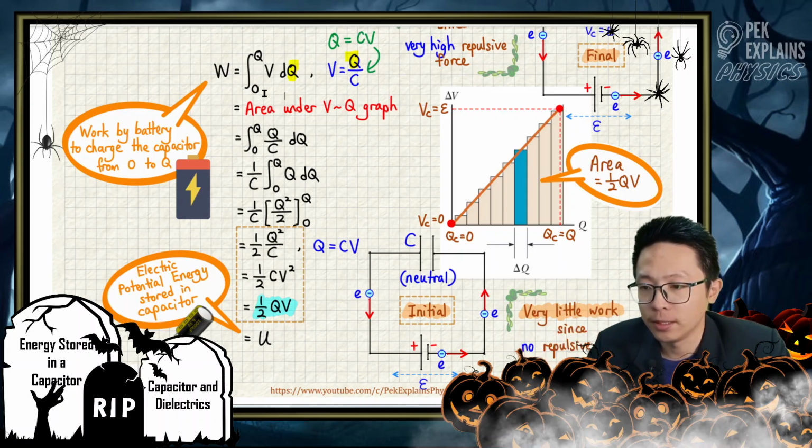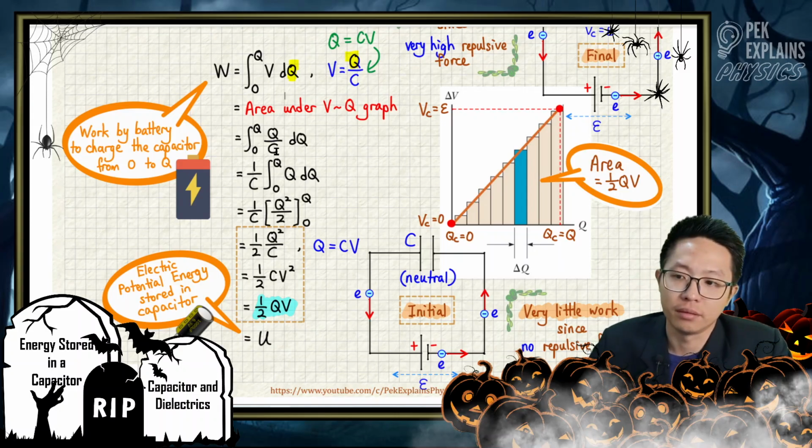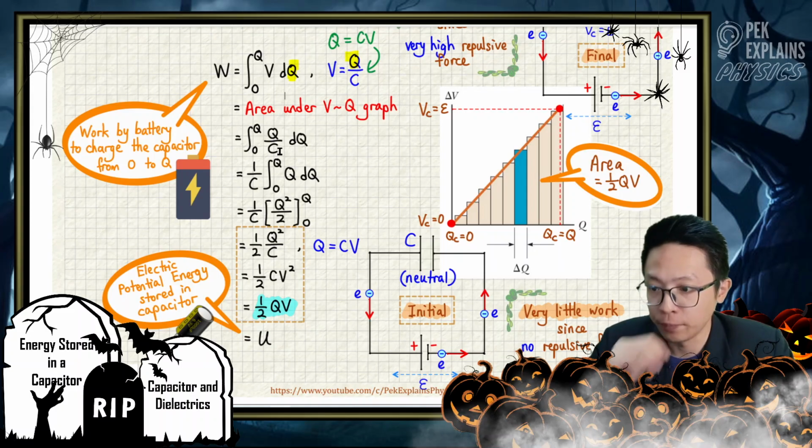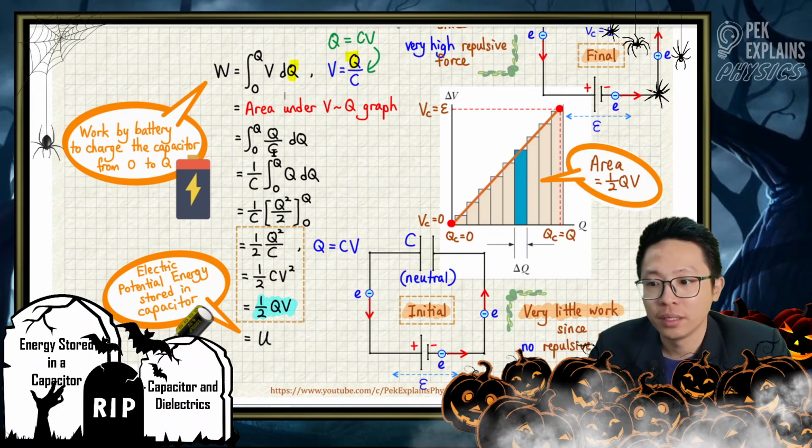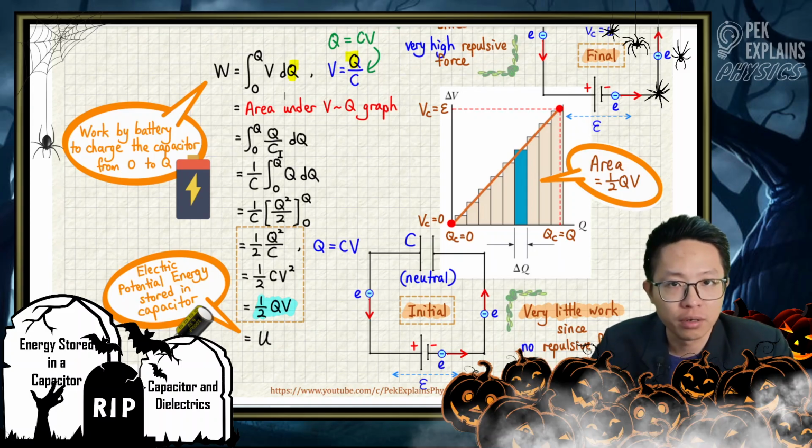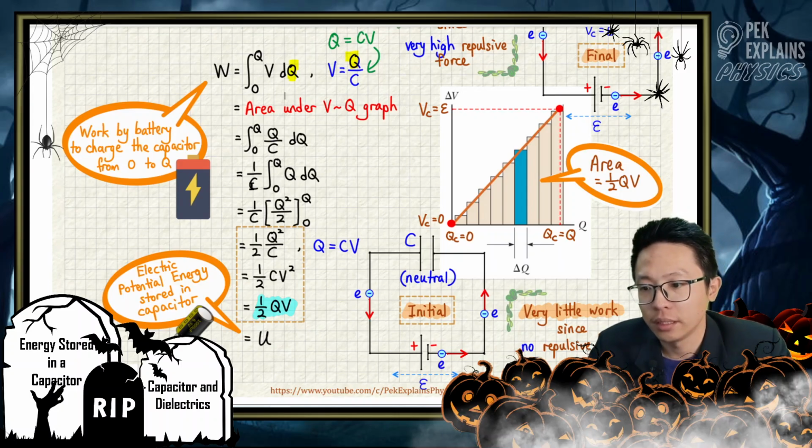Okay, the integration of V dQ is actually the area under the VQ graph. So change the V into Q over C. We know that C is a constant value. C is the same capacitor, isn't it? C never changes. C is a constant value, so C can be taken out. A constant can be taken out from the integration, and then we are left with only Q.